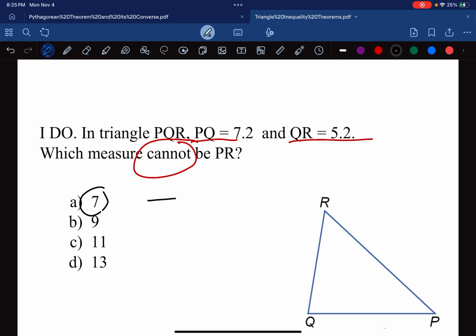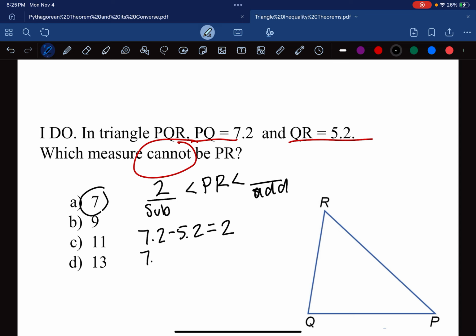There's a trick. So I can set up a range of possible lengths. And the possible length range can be done by subtracting and adding our two sides. So 7.2 minus 5.2, which is 2. And then 7.2 plus 5.2, which is 12.4.